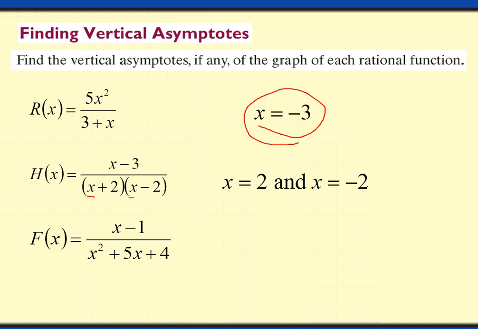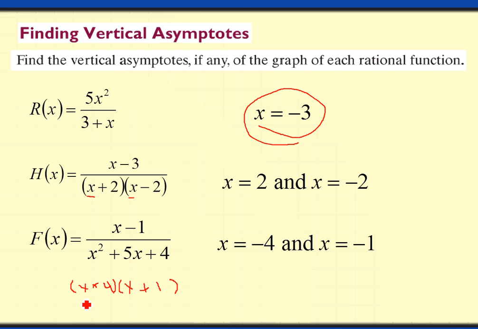Likewise here, we have a little more of an issue because we can't see the factored form of that denominator. It's not so obvious. But if we factor that denominator, x squared plus 5x plus 4, what would it look like? Well, how about x plus 4 times x plus 1. That has it factored, doesn't it?